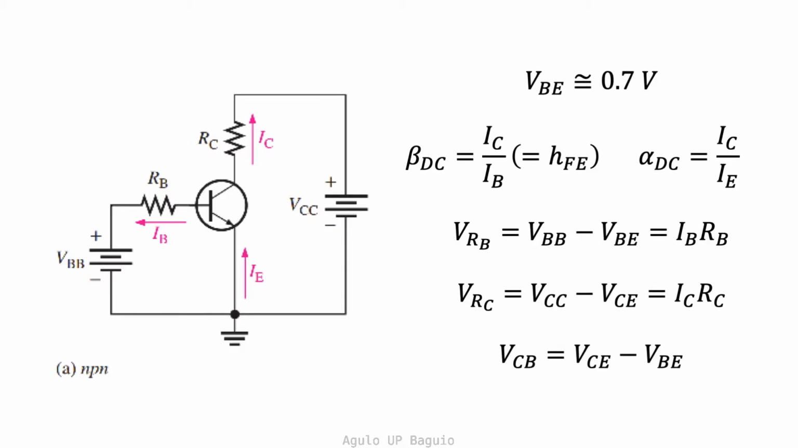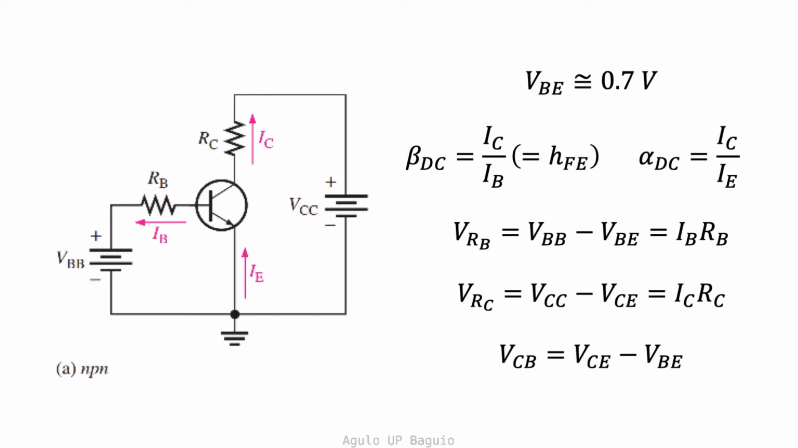This should be fairly straightforward since the emitter terminal is the most heavily doped terminal compared to the base and collector terminals. The voltage across V sub RB is computed from the difference between the base voltage and the base emitter voltage as shown. VRB is also equal to IB times RB from Ohm's law.